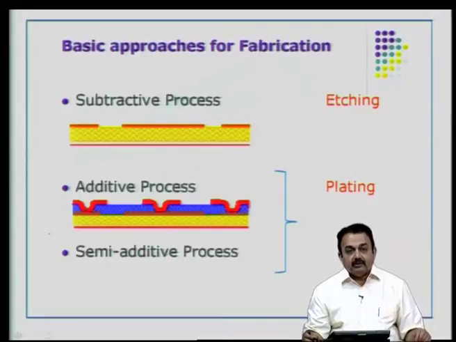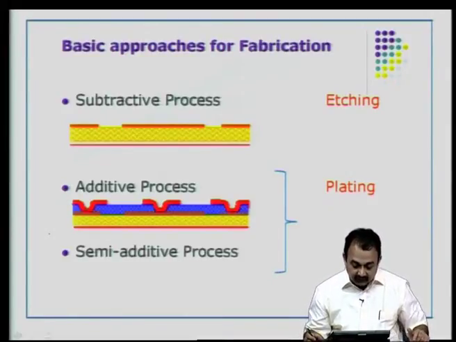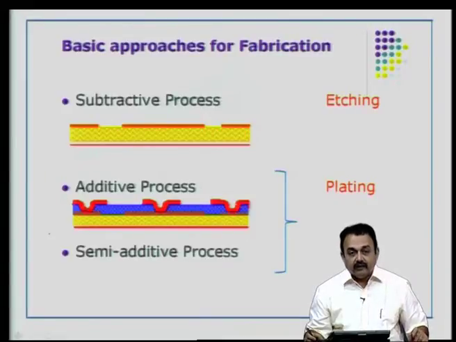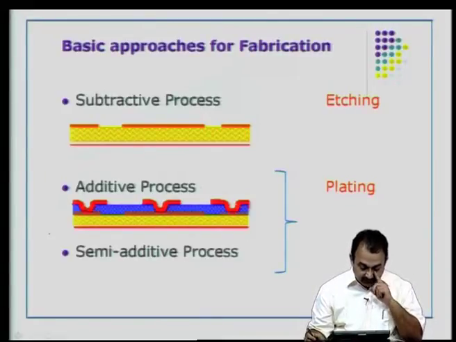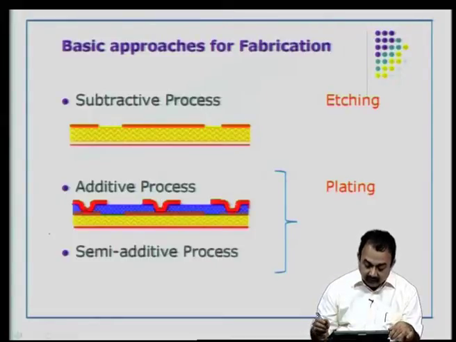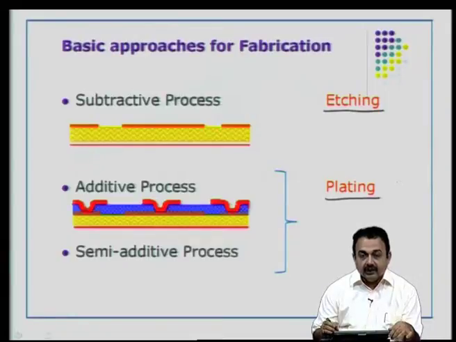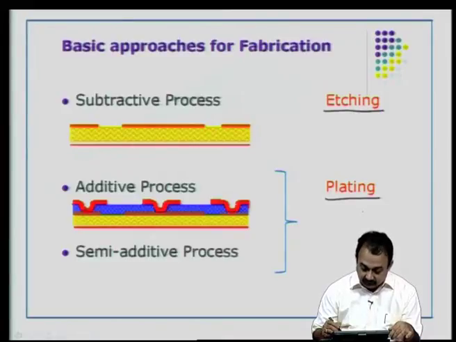The basic approaches for fabrication have been mentioned earlier, but again I would like to emphasize, since we are in the process of describing the various steps in manufacturing. Essentially, two important processes have to be identified. One is etching, the other is plating. Etching is removal of copper, plating is addition or adding copper to the surface of the board.